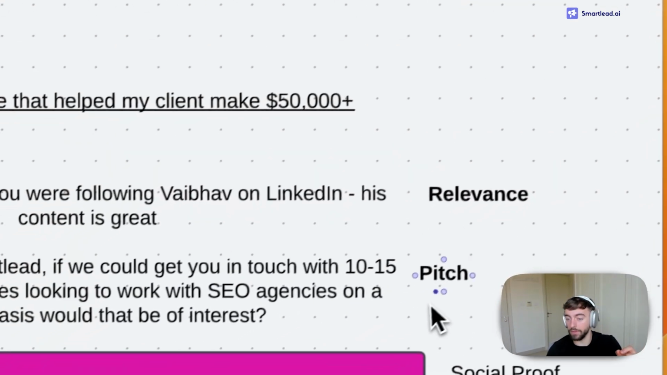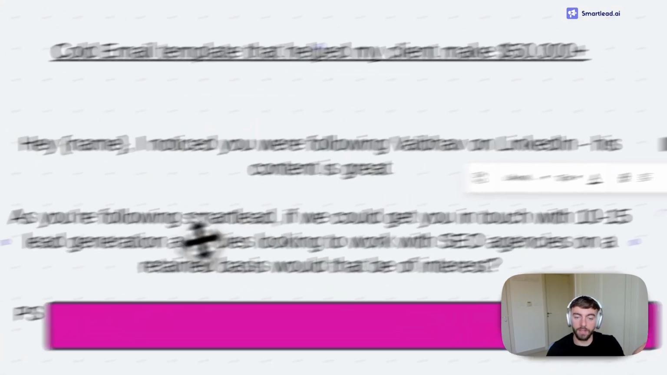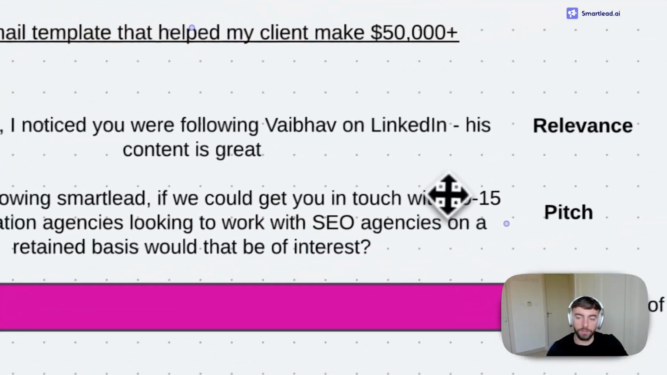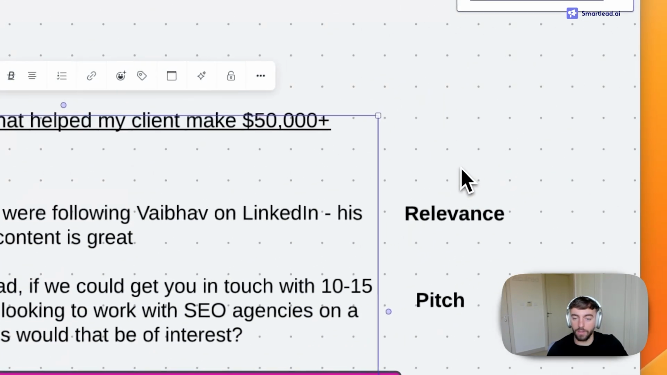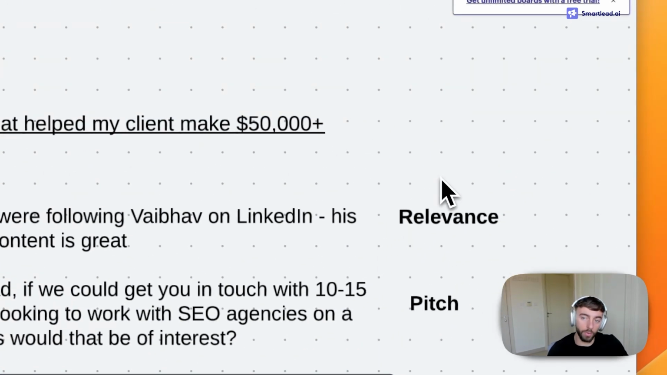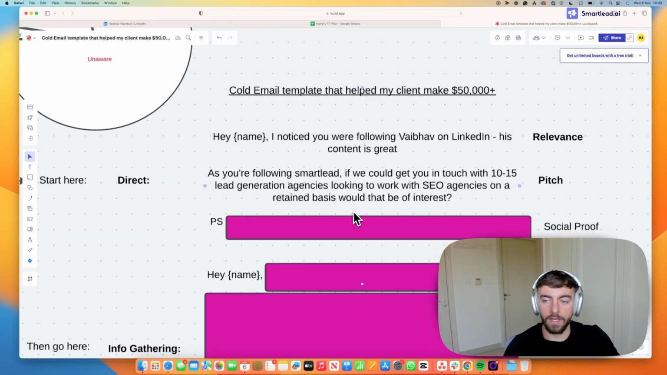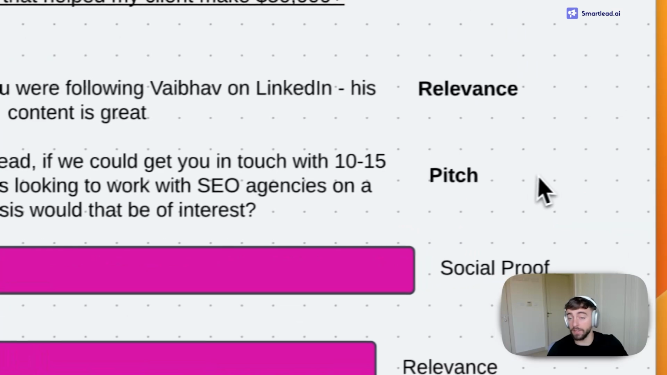And because obviously this person is following Smartlead, they would probably be interested in lead generation agencies. Right, so it's a very simple pitch. It's, if we could get you in touch with these people who need SEO, would that be of interest? Obviously this would be for an SEO agency. So that's a very simple direct pitch. The fact it's a retained basis just makes it more attractive.